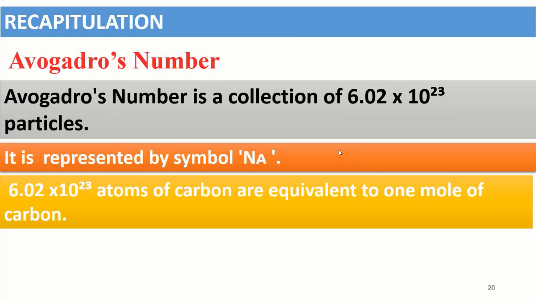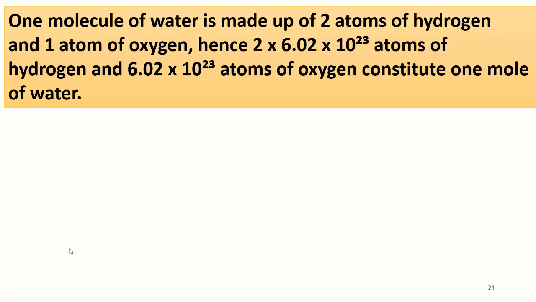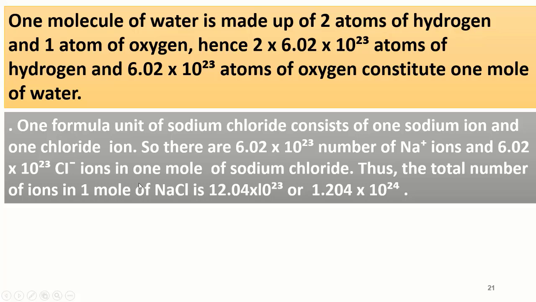6.02 into 10 to the power 23 atoms of carbon are equivalent to 1 mole of carbon, and you learn that 1 mole of water के अंदर कितने molecules मौजूद होंगे, water के 6.02 into 10 raised to the power 23 molecules of water. So 1 molecule of water is made up of 2 atoms of hydrogen and 1 atom of oxygen, hence 2 into 6.02 into 10 raised to the power 23 atoms of hydrogen and 6.02 into 10 raised to the power 23 atoms of oxygen constitute 1 mole of water.